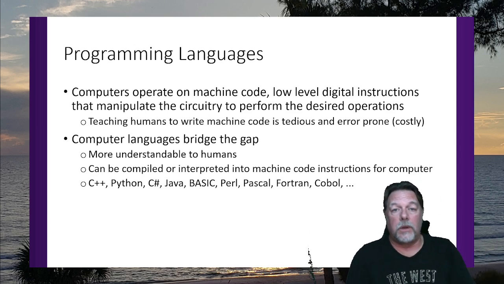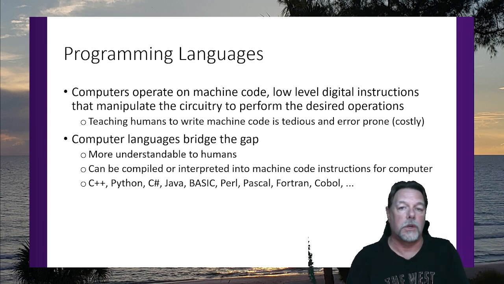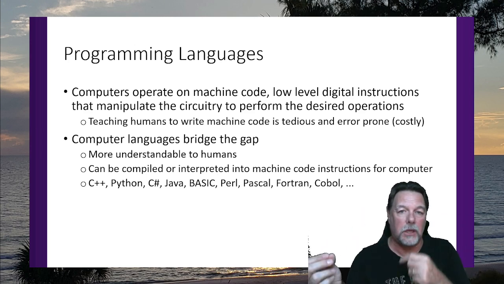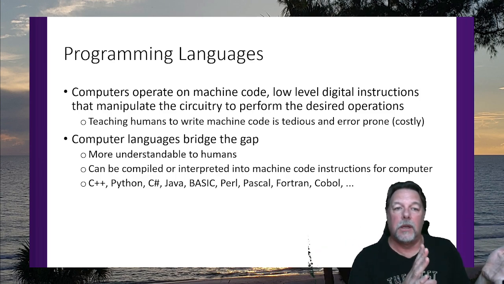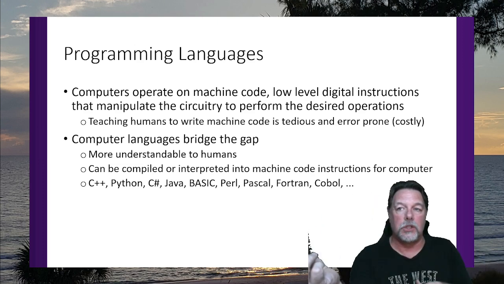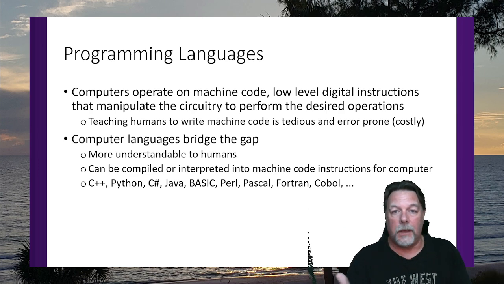So when we talk about these computer languages, these are meant for us humans to more easily encode our algorithms and provide them to the computer so that the computer can execute our instructions. Again, what about that first line where it says computers operate on machine code? So at some point we've got to take our more easy to understand instructions and convert them to machine code. And we do that in a number of different ways.